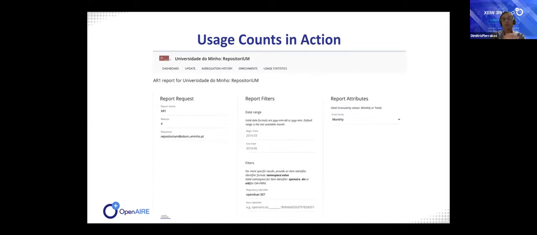And you can also use this interface from the provider to retrieve more customized reports, for example, article reports during a certain period of time.